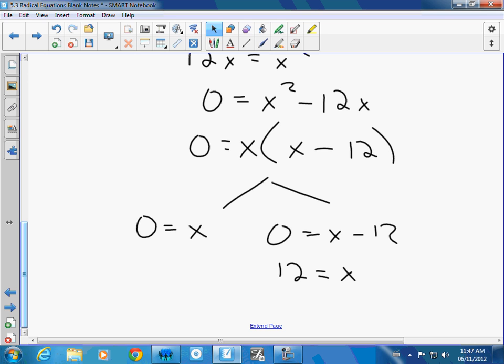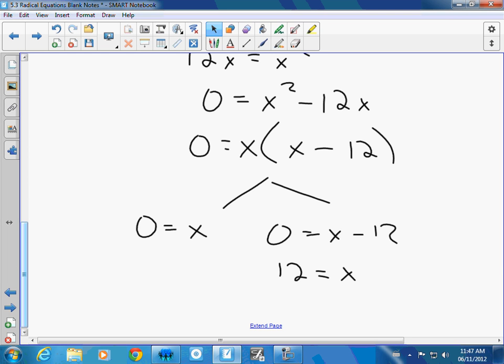Could they both be solutions? Yes, they could. Could they both not be solutions? Yeah, sure, why not? How do we check? You've got to take each one and plug it back into the original. Now you've got to do it. So you left yourself some room.